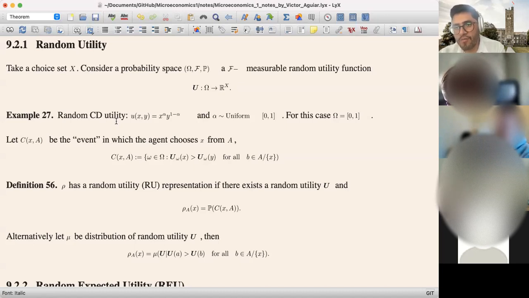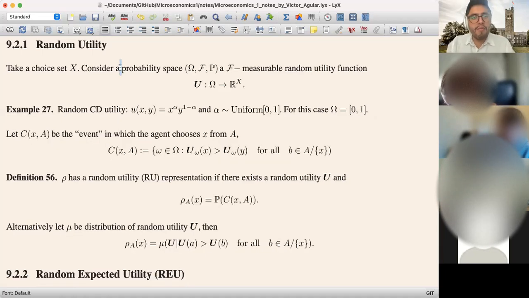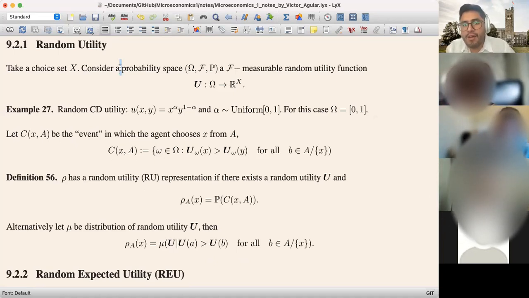So it's the fully general non-parametric random utility. Okay, so this is very general. Now take a choice set X and consider, now we're going to introduce a probability space. This is where the people that are paying attention in class are going to be happy, right? We have a probability space, which is a universe of events, omega, a sigma algebra denoted by calligraphic F, and a probability measure, right? And we're going to have that this is an F-measurable random utility function.